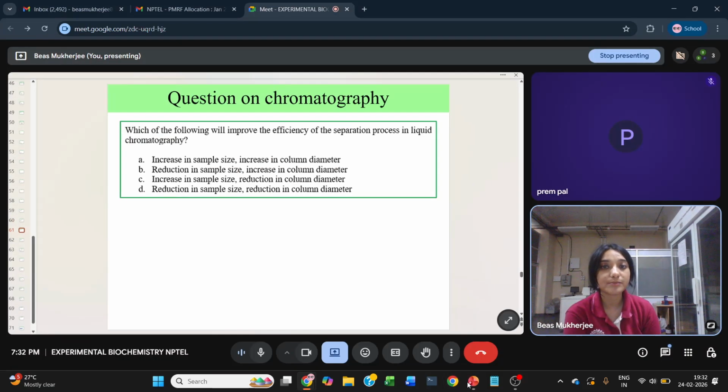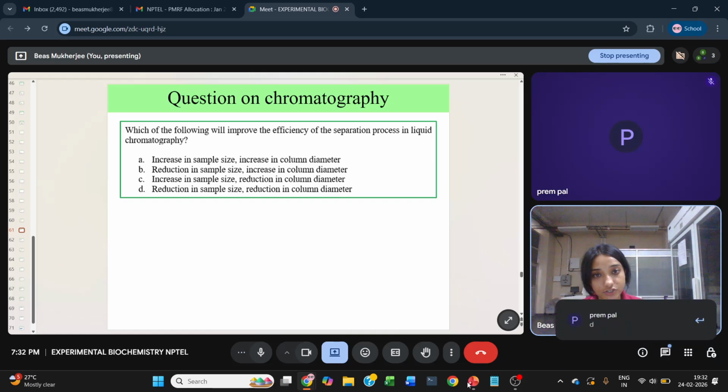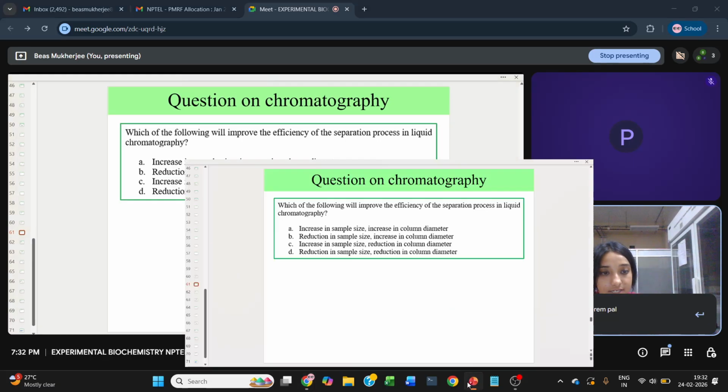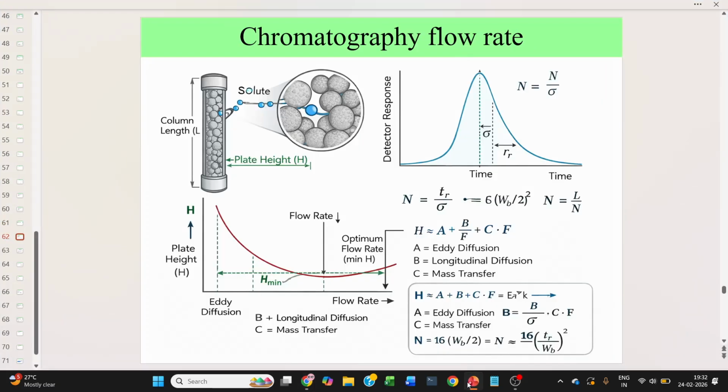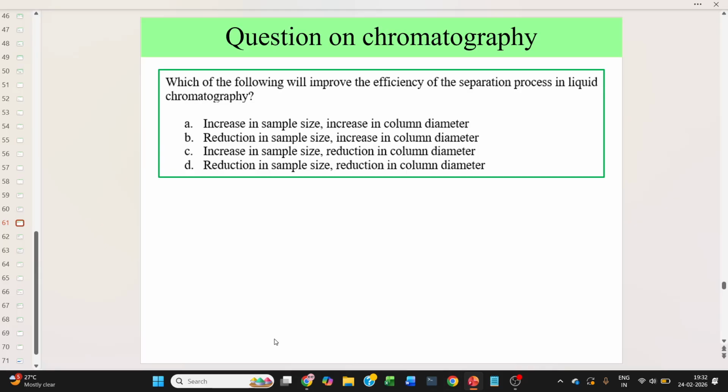Which of the following will improve the efficiency of the separation process in liquid chromatography? Increase in the sample size, increase in the column diameter; reduction in the sample size, increase in the column diameter; increase in the sample size, reduction in the column diameter; reduction in both column diameter and sample size. So which one do you think would be best to increase the efficiency? Very good, that's correct. So it is reduction. D is the right answer.